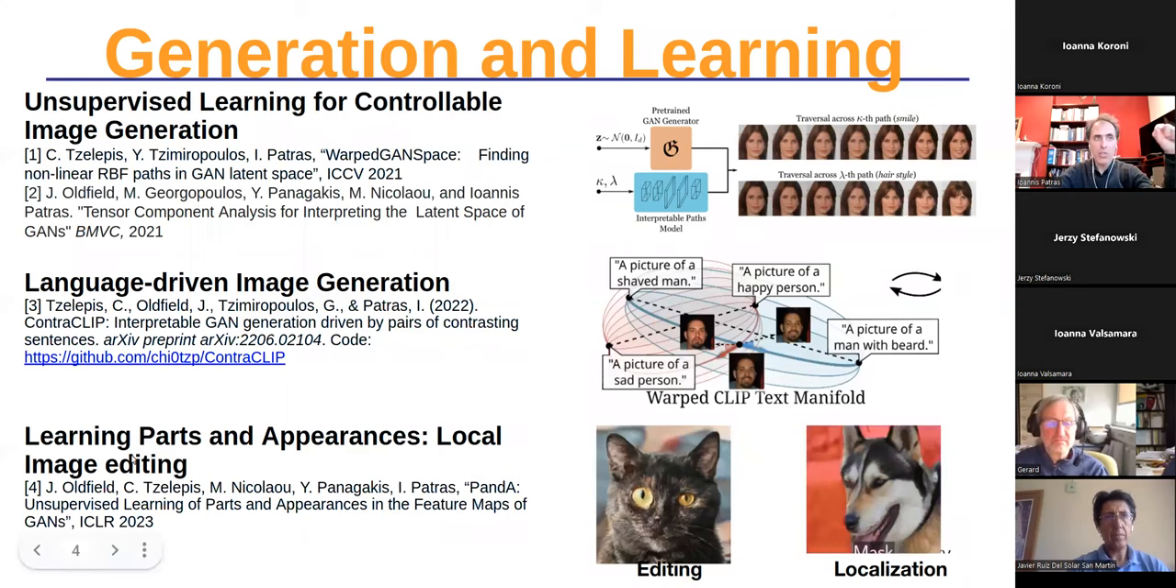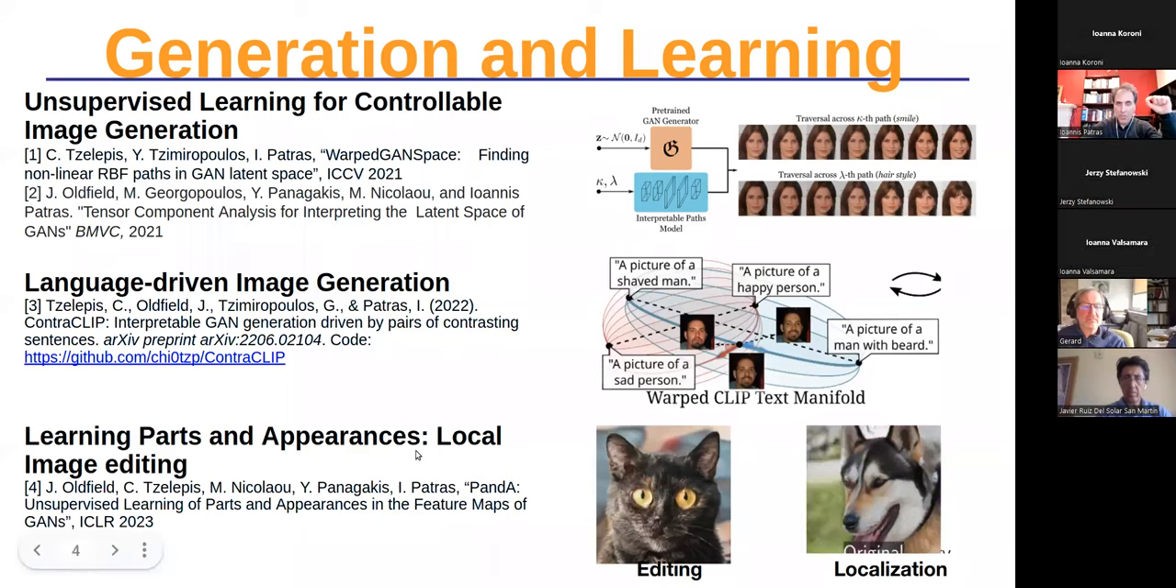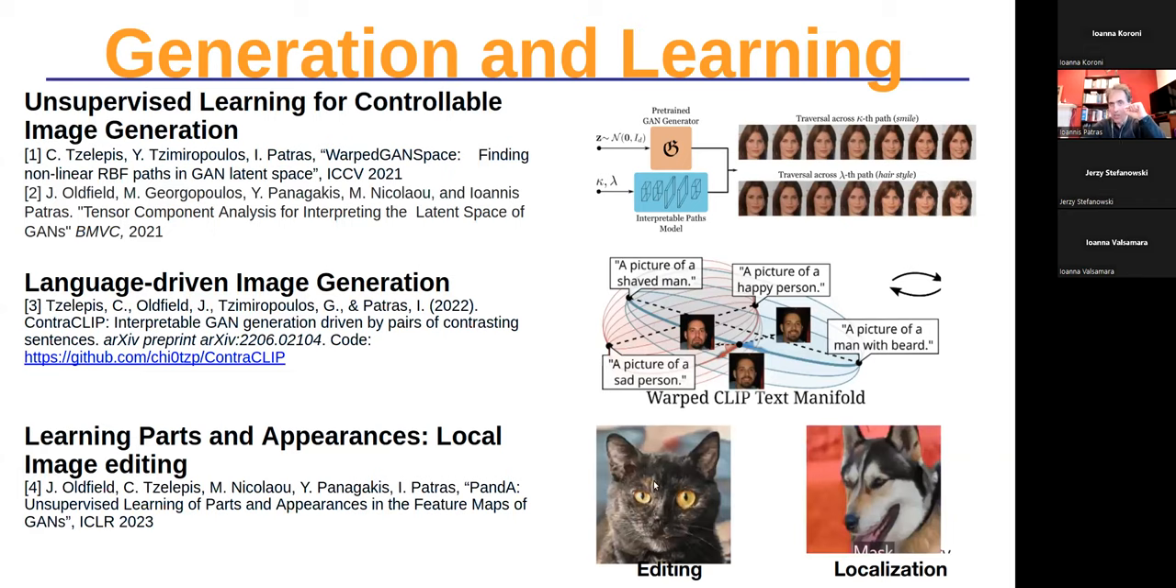And the last part is on learning parts and appearances. Working with synthetic images, you can localize different semantic parts and their appearances in ways that allow you to localize concepts such as the dog or the background. And it allows you to change the appearance of the eyes of the cat, for example.